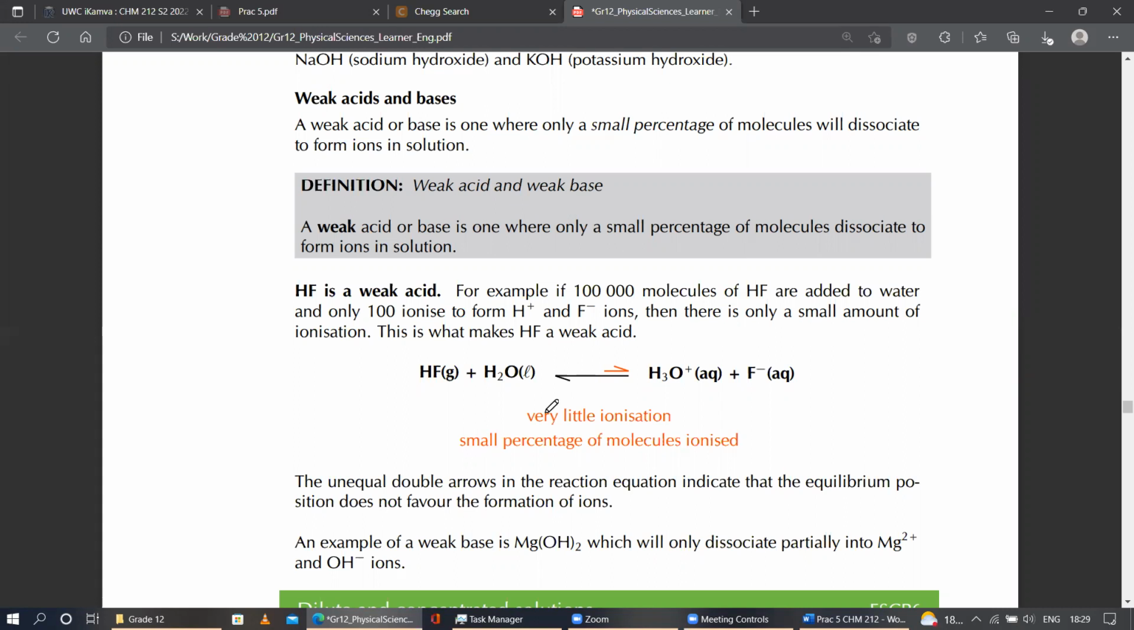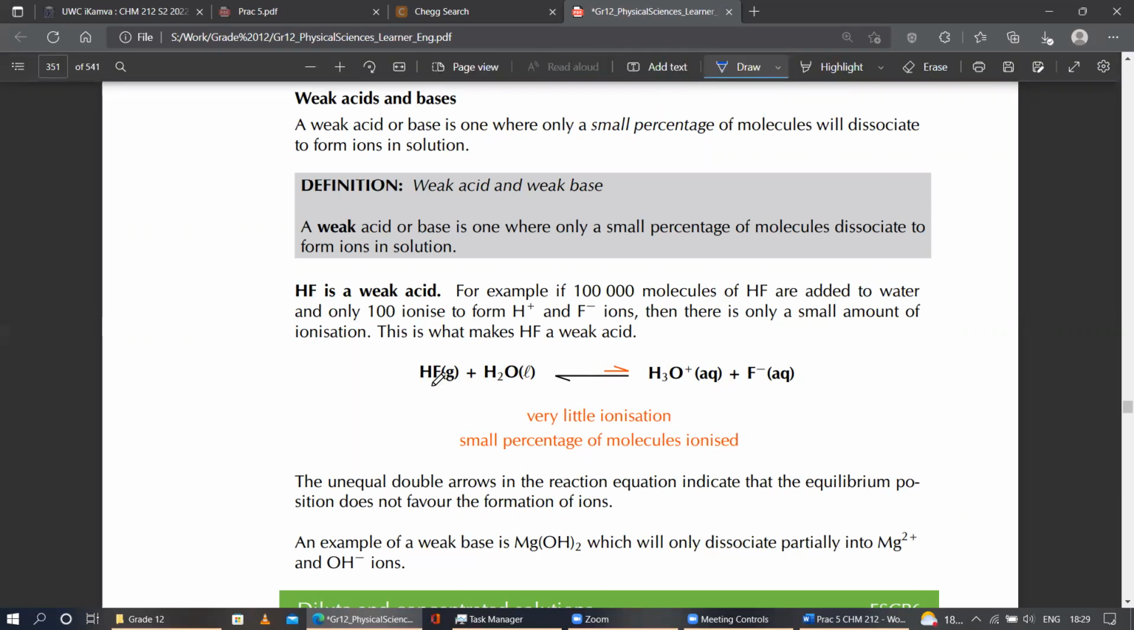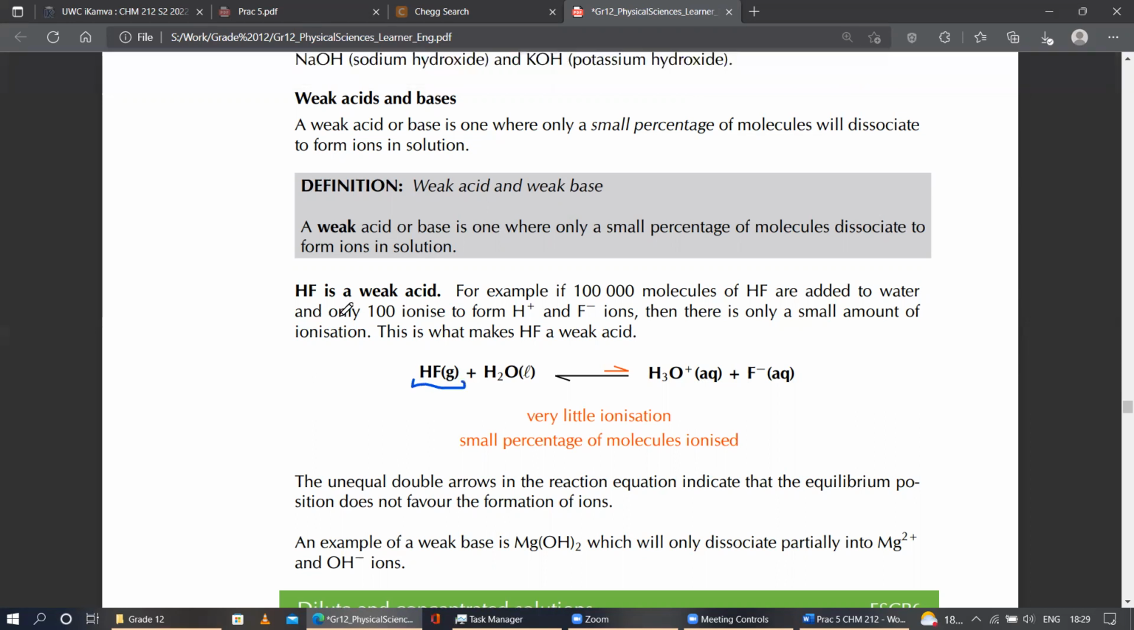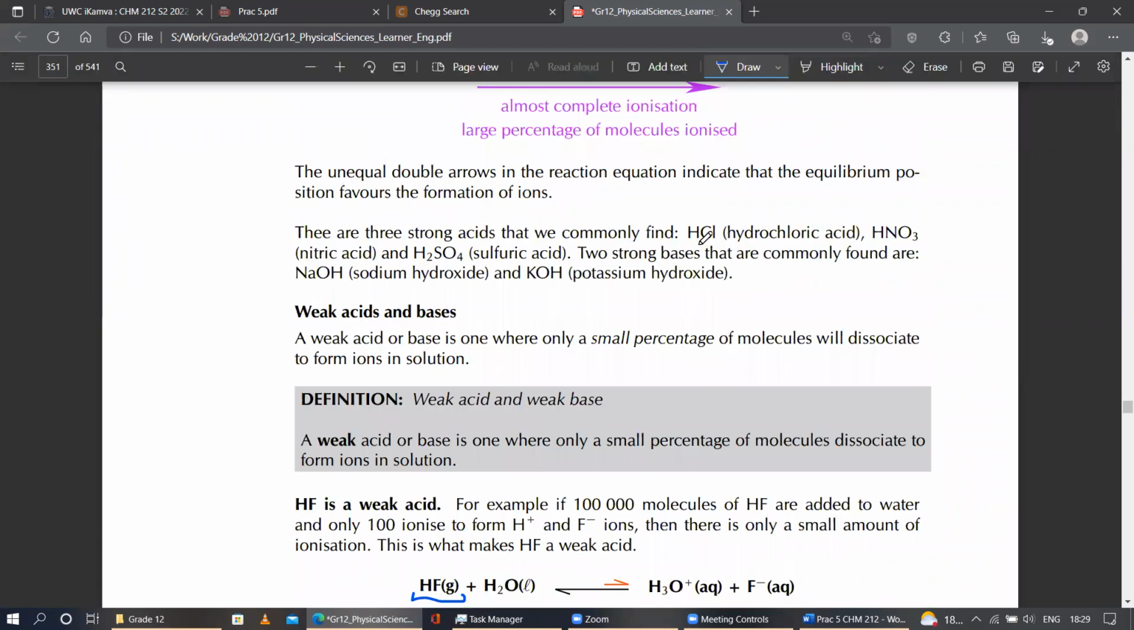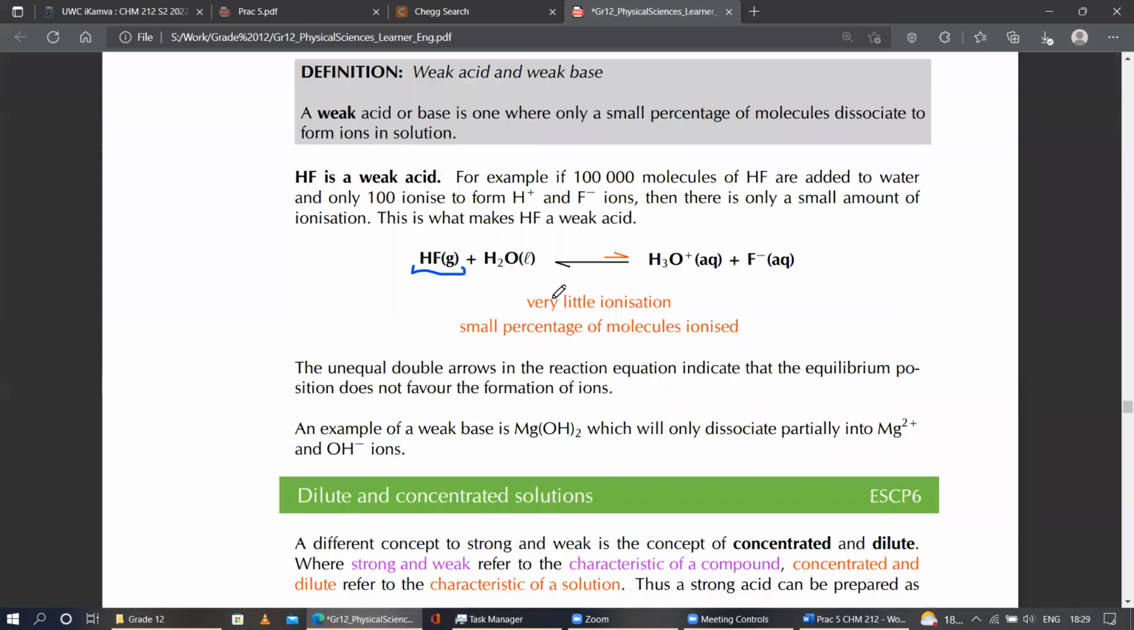From what I can tell you, HF, let me just leave this one alone. Like up here, you know that hydrochloric acid is a strong acid, nitric acid is strong, and sulfuric acid. And you know, sodium hydroxide and potassium hydroxide are strong bases. So you just need to familiarize yourself with some of the weaker and stronger acids and bases.